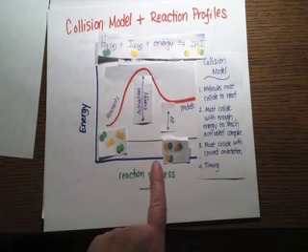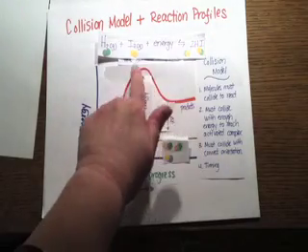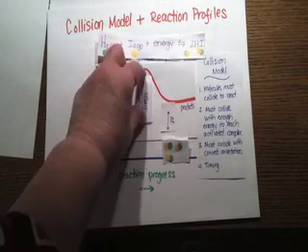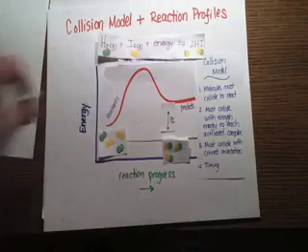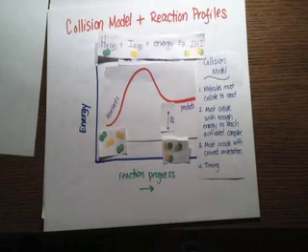Now let's look at this in reverse. So if our products start colliding, they also have a hill they have to get over, but that activation energy is lower than the activation energy for the forward reaction. Remember, the activation energy is the amount of energy it takes to get to the top of the hill. And so for this reverse reaction, the activation energy is a little bit lower.